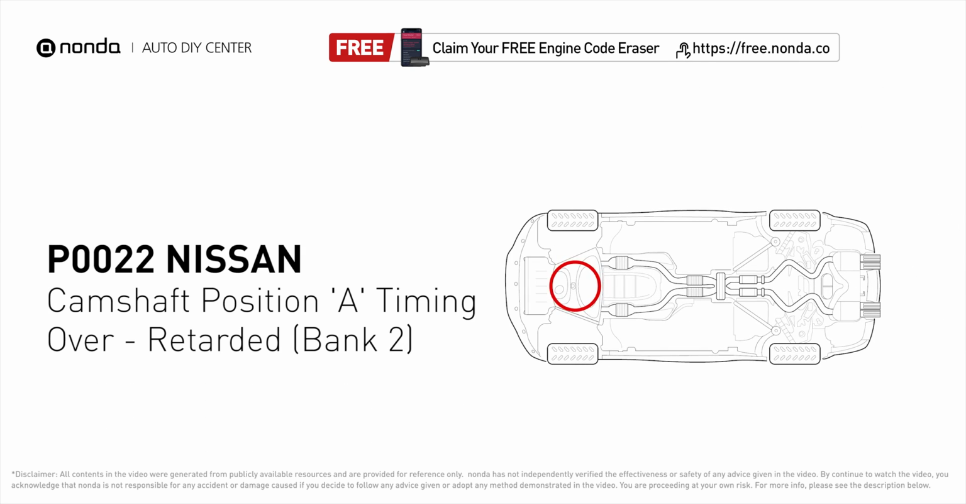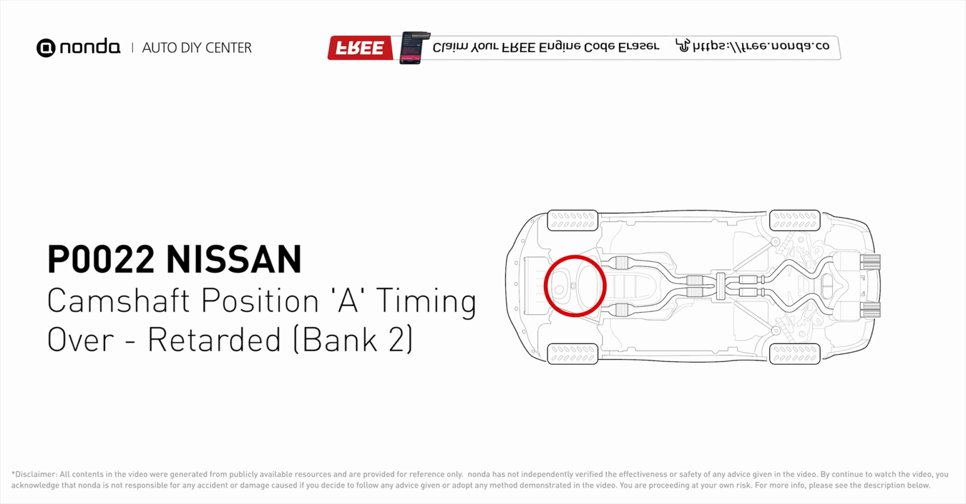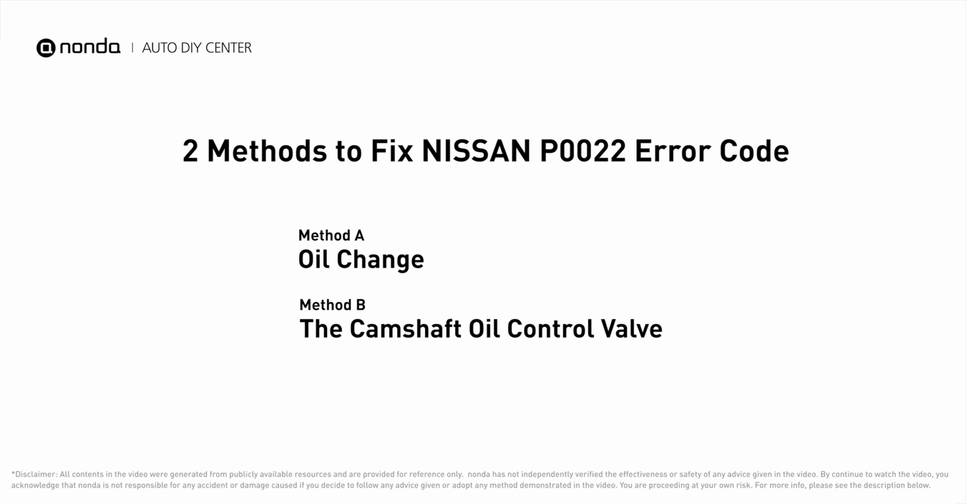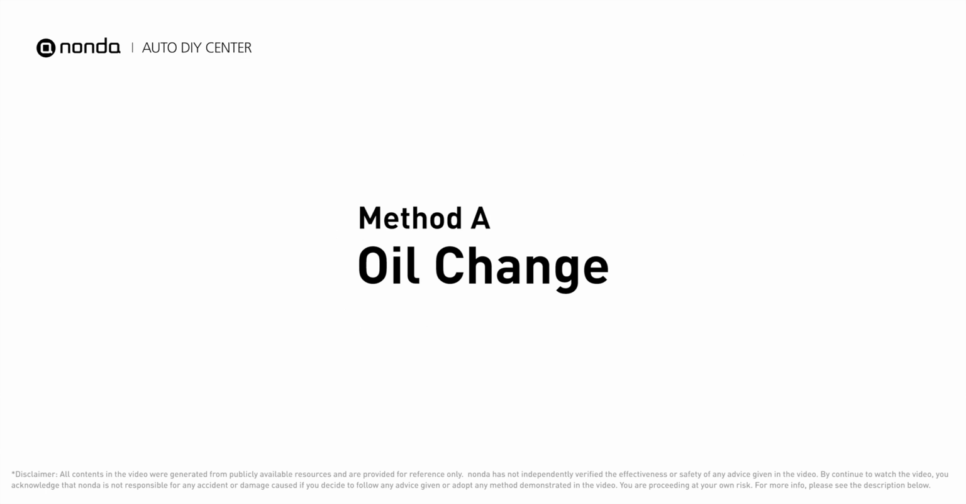It indicates the ECM has determined that the intake camshaft timing for bank 2 is more retarded than what the ECM has commanded it to be. Here are 2 of the most practical solutions to fix Nissan's P0022 error code. Method A, oil change.